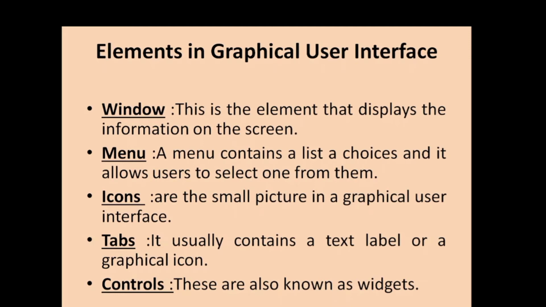Okay. The next is icon. So what are icons? The small graphical pictures on the screen are called icons. The next thing is the tab element. It usually contains a text label or a graphical icon. The next is controls. These are also known as widgets.